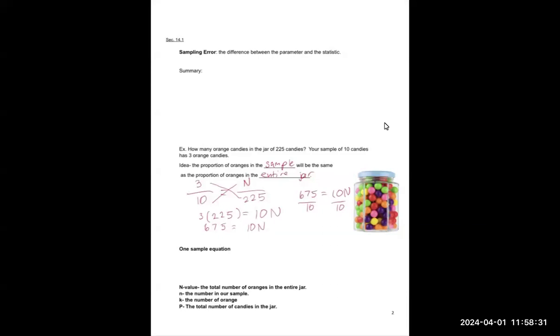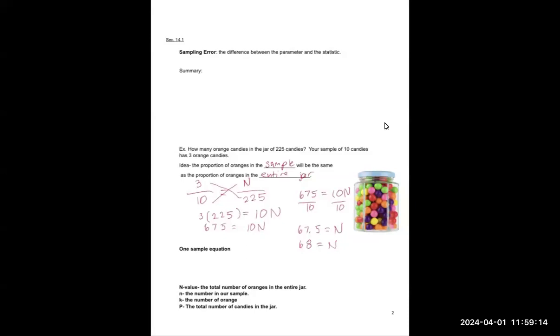Then 675 divided by 10 is 67.5, which is equal to n. Now, of course, there are not 67.5 candies in there, so we would just round that. 67.5 rounded is 68. So we would say, to the best of our knowledge, there are 68 orange candies in the jar. And that's how we solve this problem. And that is a one sample problem that we will see in this section.